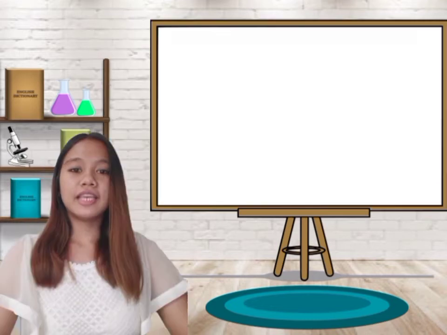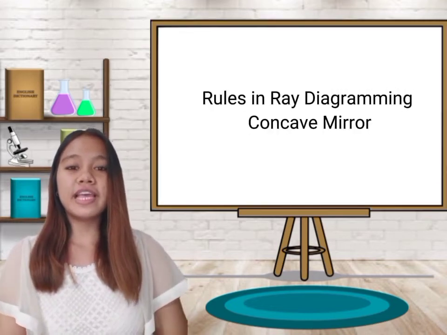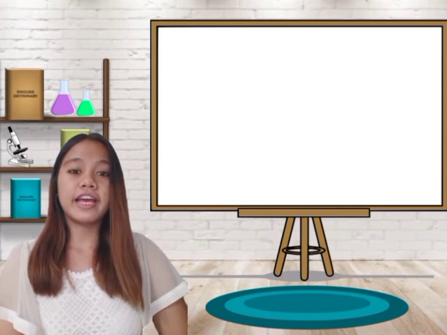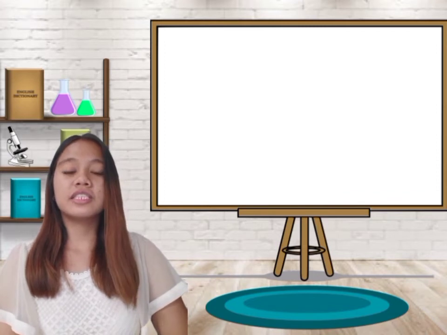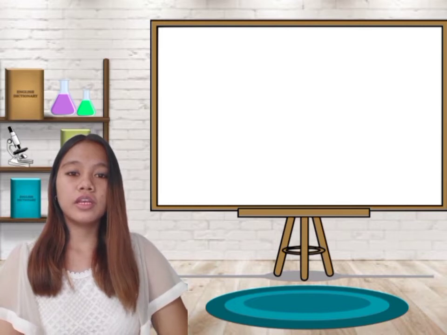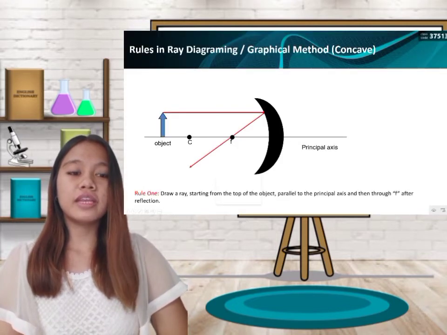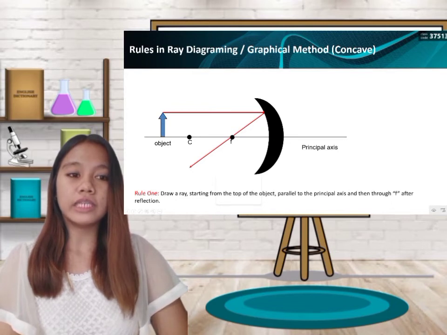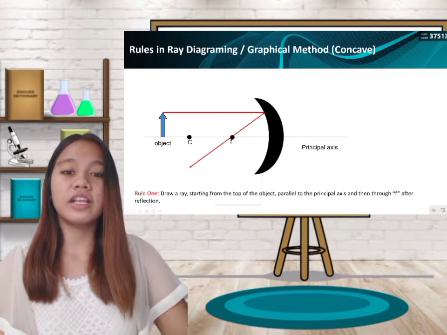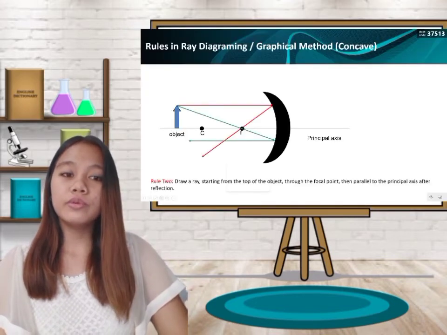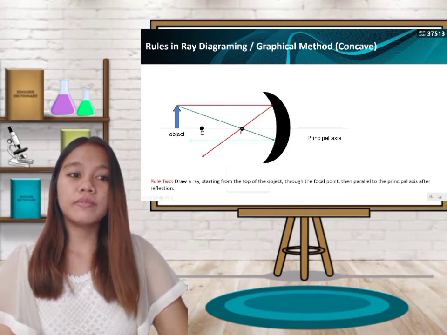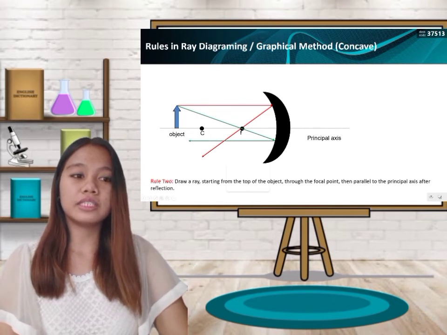Let's now have the rules in ray diagramming or graphical method in concave mirrors. Please make sure that you already have the principal axis consisting of the three important points together with the object in front of the curved mirror. So rule number 1. Draw a ray starting from the top of the object parallel to the principal axis and then through F after reflection. Rule number 2. Draw a ray starting from the top of the object through the focal point then parallel to the principal axis after reflection.